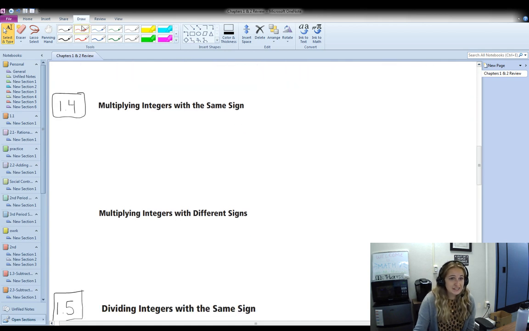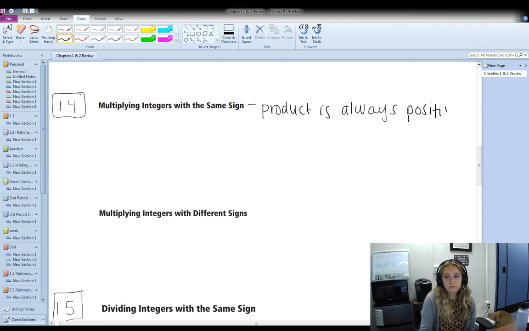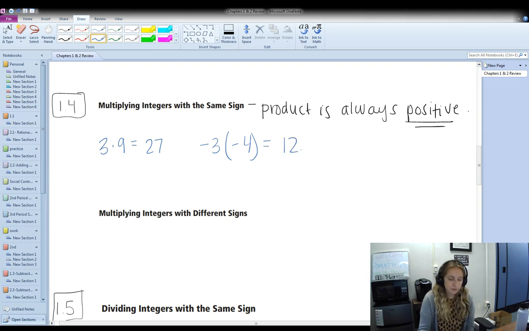Multiplying integers with the same sign. So for multiplying integers with the same sign, the product, which is the answer of the multiplication problem, is always positive. What that means, if you multiply a positive number by a positive number, you're going to get a positive number. If you multiply a negative number by a negative number, you're going to get a positive number, okay? So if you're multiplying integers with the same sign, your product's always going to be positive.